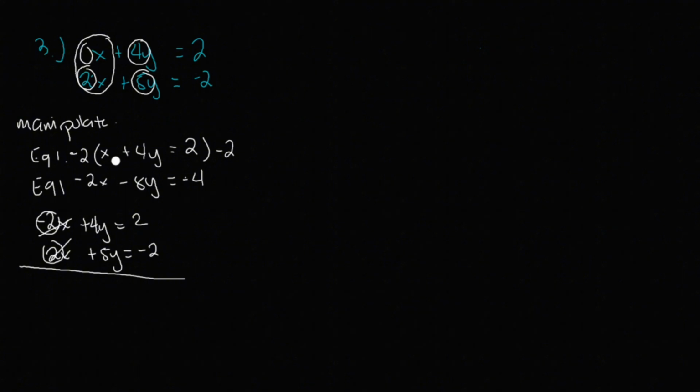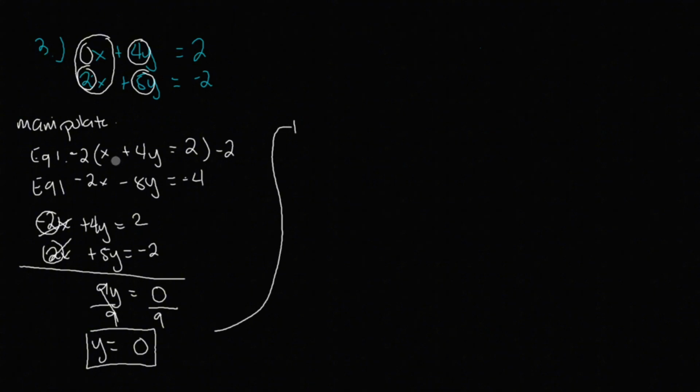Then simplify negative 8y plus 5y, this will become negative 3y is equal to negative 4 plus negative 2. And as usual, we need to divide both sides by the coefficient. Okay, so y is equal to the result. Now, since we have the value of y, then therefore we can now solve for x.